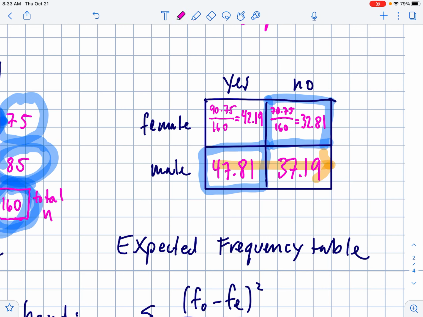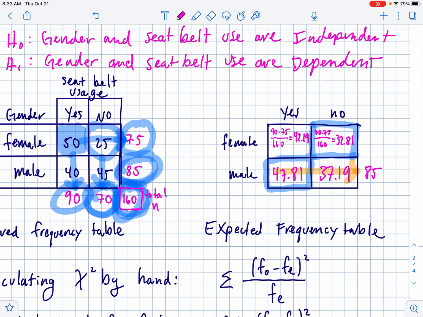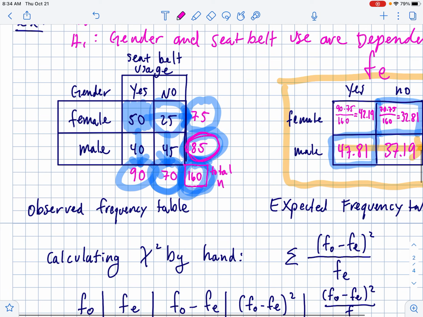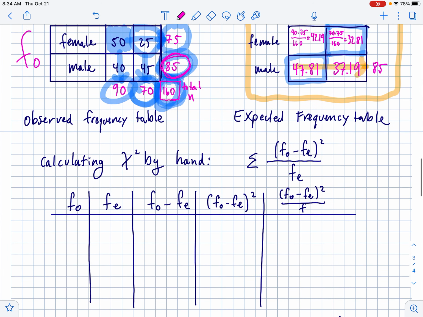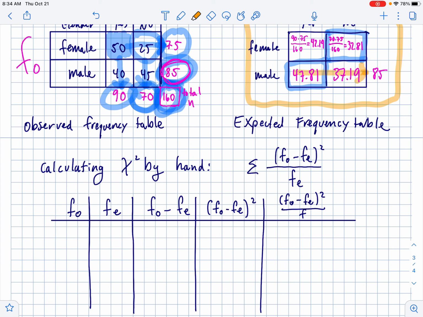A quick way to see if you did these right is to add up the totals. So if I add up directly across this way, 47.81 plus 37.19 is 85 total. If I go back over here, that matches the 85 in the original contingency table, frequency table. Okay, so these are expected numbers, this whole table right here. This is FE, and then all of these are FO. So observed frequencies and expected frequencies.